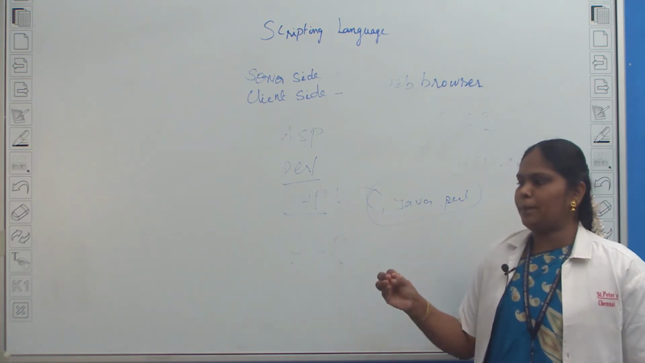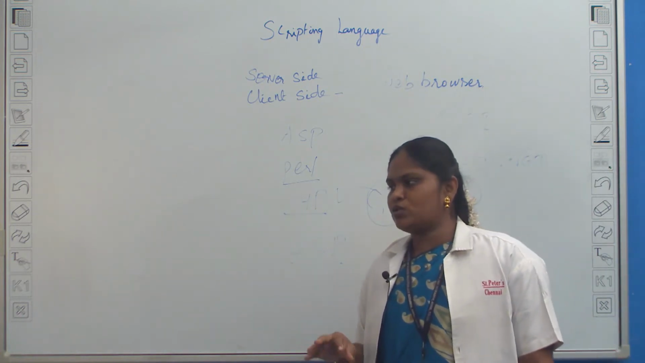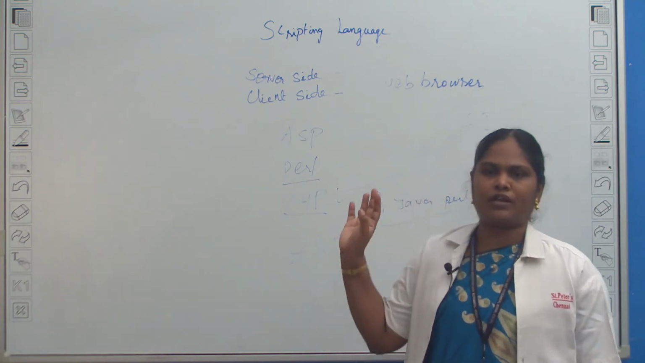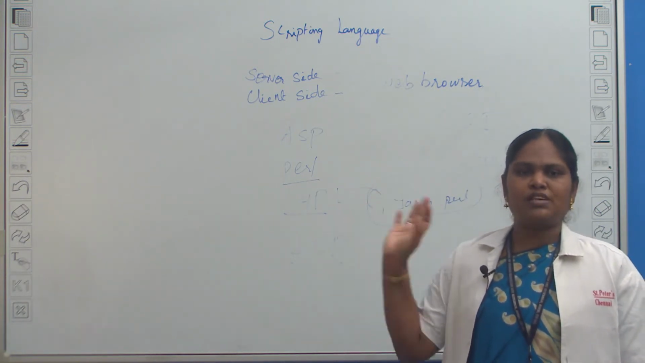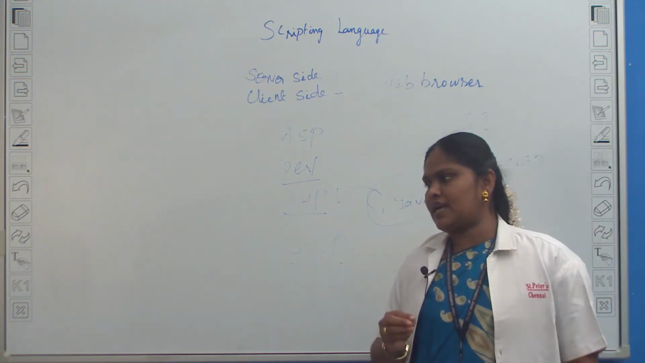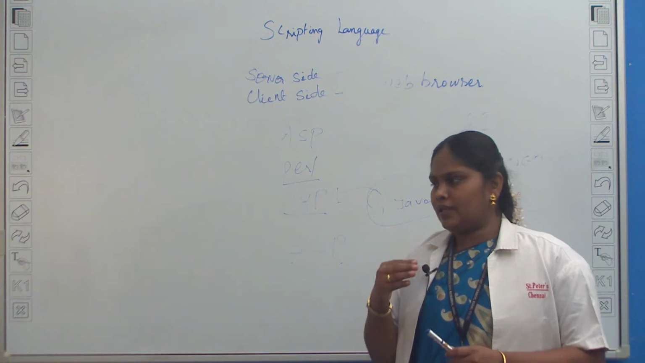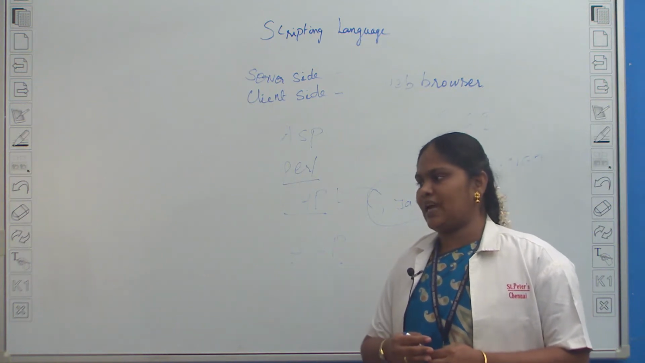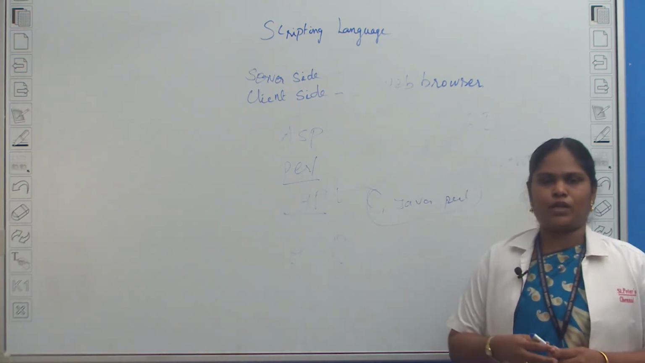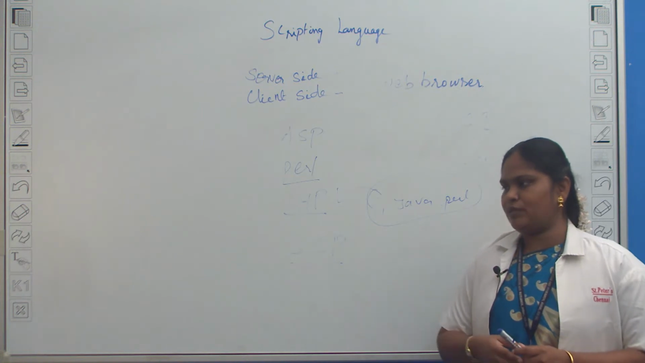It is used to improve the design, to validate forms, to detect browsers, and to create cookies. So these are the four main uses of JavaScript for creating web pages. It can react to events and can be used to validate data and create cookies. It is the most popular scripting language for all major browsers, for example Internet Explorer, Mozilla Firefox, Netscape, Opera, and everything.